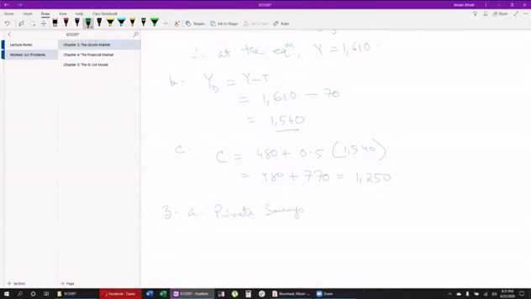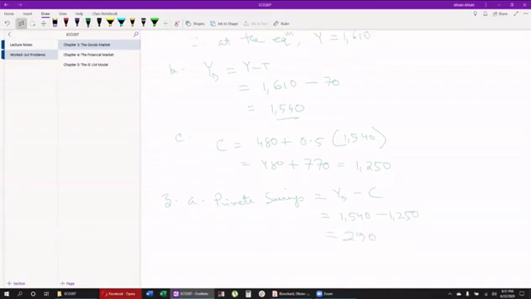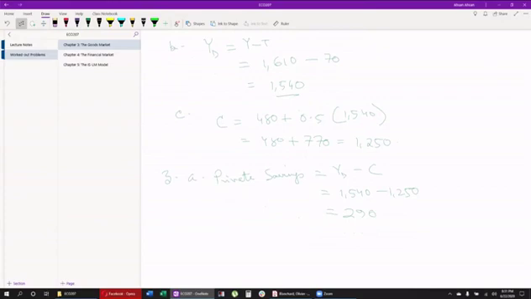Savings, I mean, how much is your savings really? It's your take-home income, disposable income, minus your consumption. Basically, however much money you have minus how much you're consuming is how much you're saving. So YD we calculated as 1540. Consumption is 1250, so that gives us 290. This is private savings.